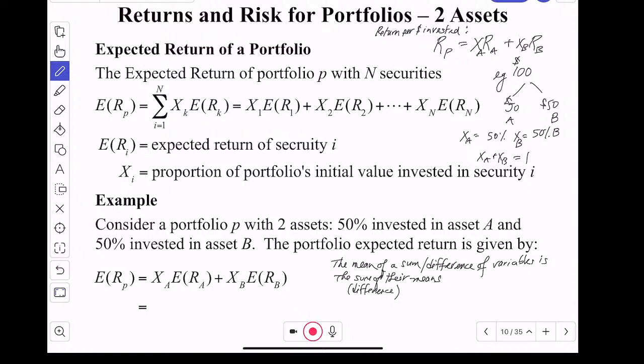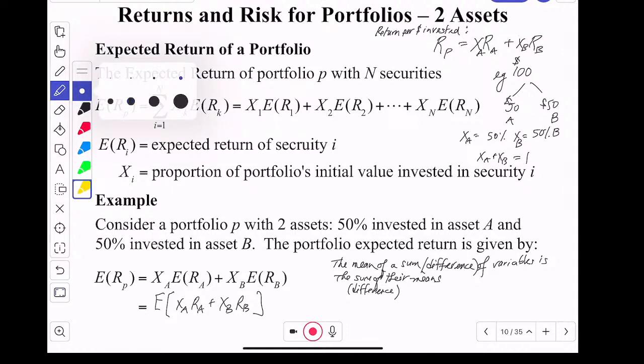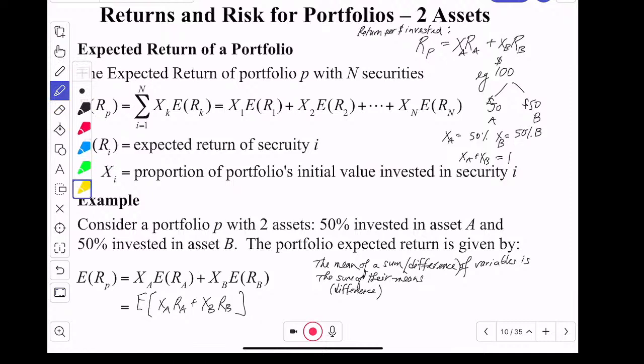So if you're subtracting them, you would difference the means. That's what this says. This just comes from writing E. I'm just recopying RP. I'm writing this, and this gives us this because of this rule. I'll put it in a yellow box. The mean of a sum or difference of variables is the sum of their means.